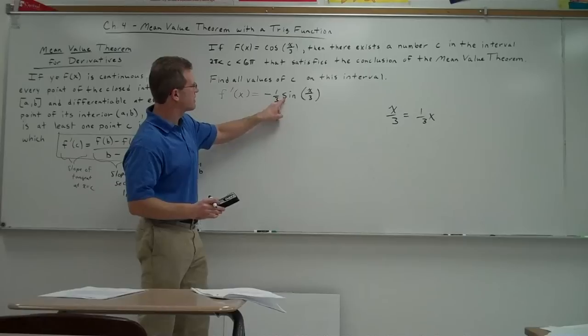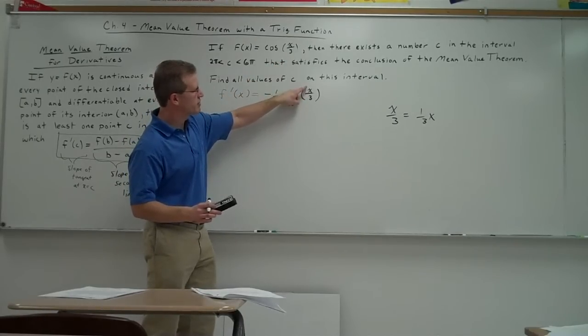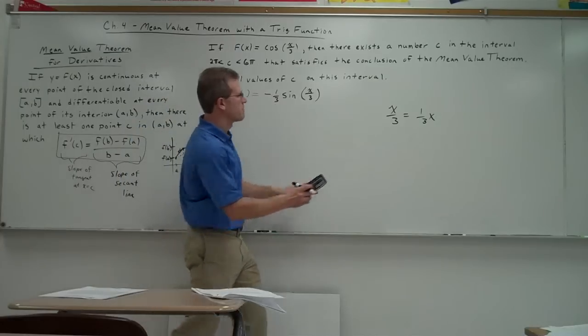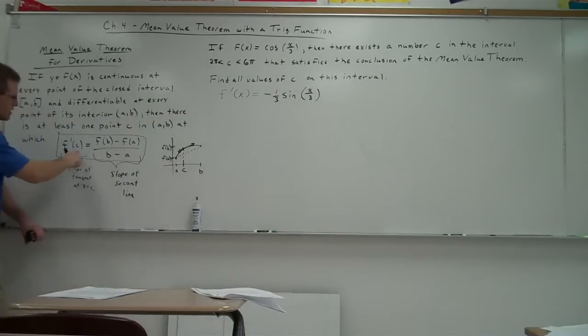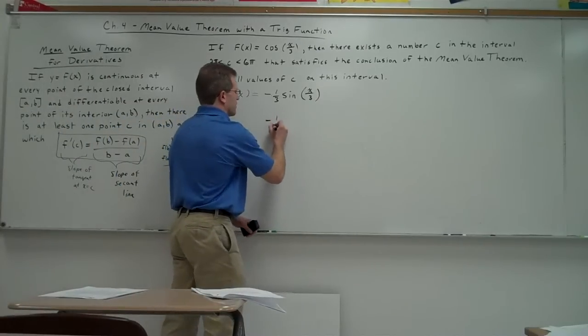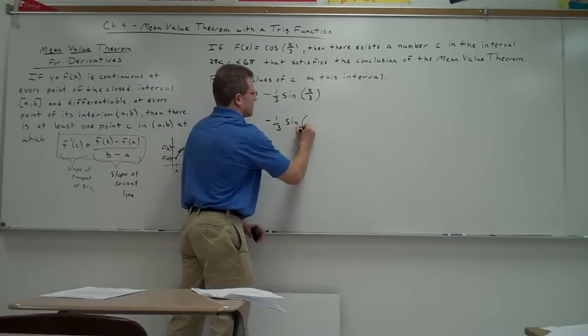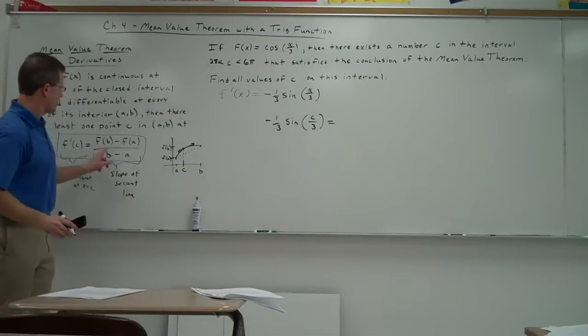The derivative of cosine is negative sine. Copy down your inside function of x over 3. Multiply by the derivative of x over 3, which is 1/3. Now, f prime of c. That means you just put a c into your derivative. So you're going to have negative 1/3 sine of c over 3 equals f of b.